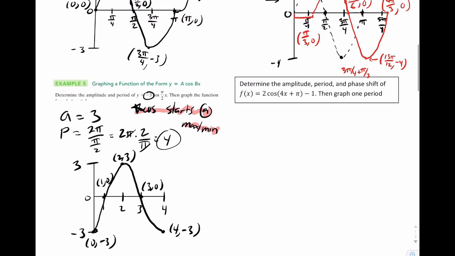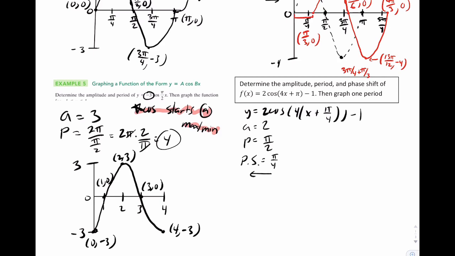Okay, so here's the last one. So a little more complex. Let's first put in standard form. Y equals 2 cosine 4 x plus pi over 4 minus 1. So our amplitude, we can see that is 2. Our period is pi over 2. Our phase shift is going to be pi over 4 to the left. And notice I have a negative 1. We're going to call that the midline.